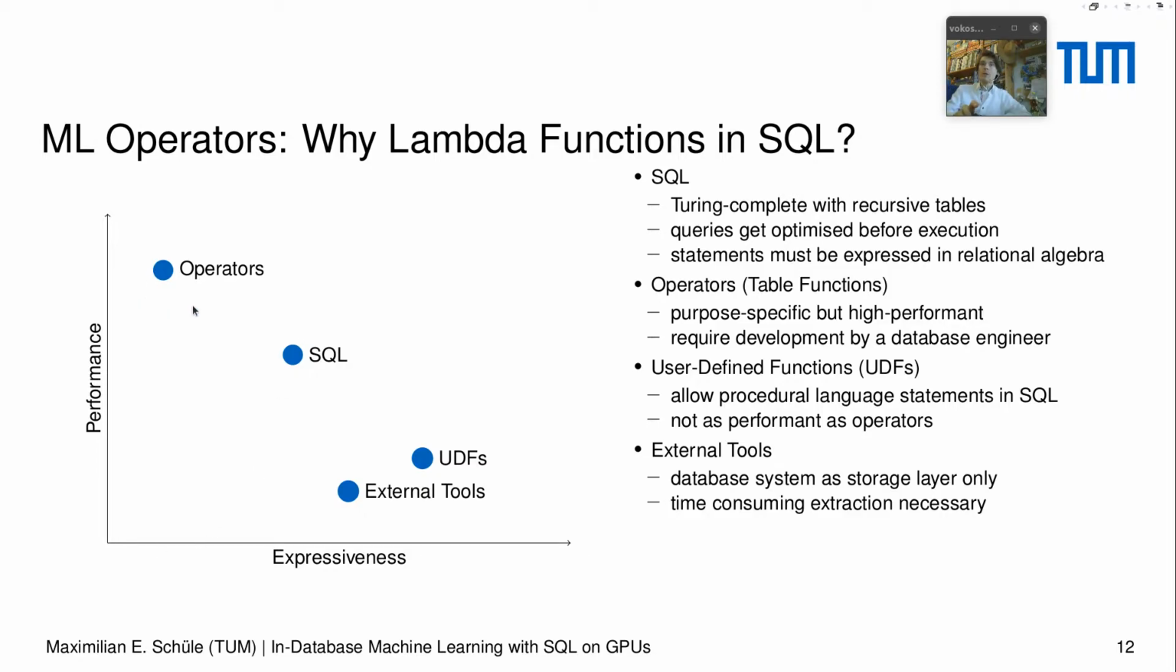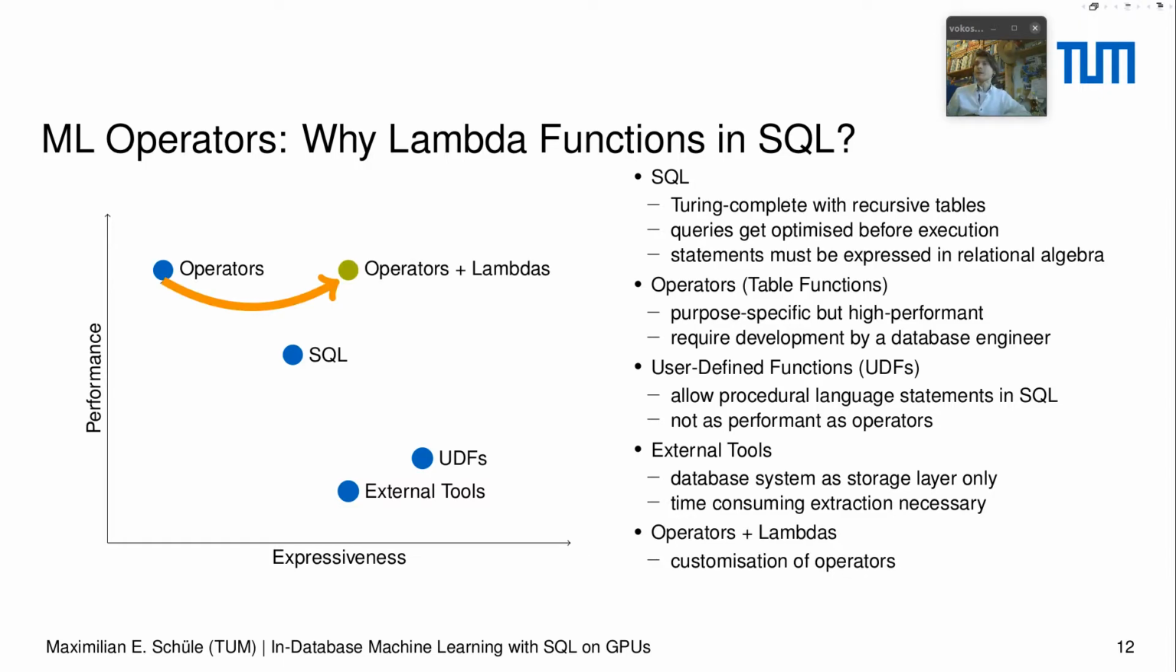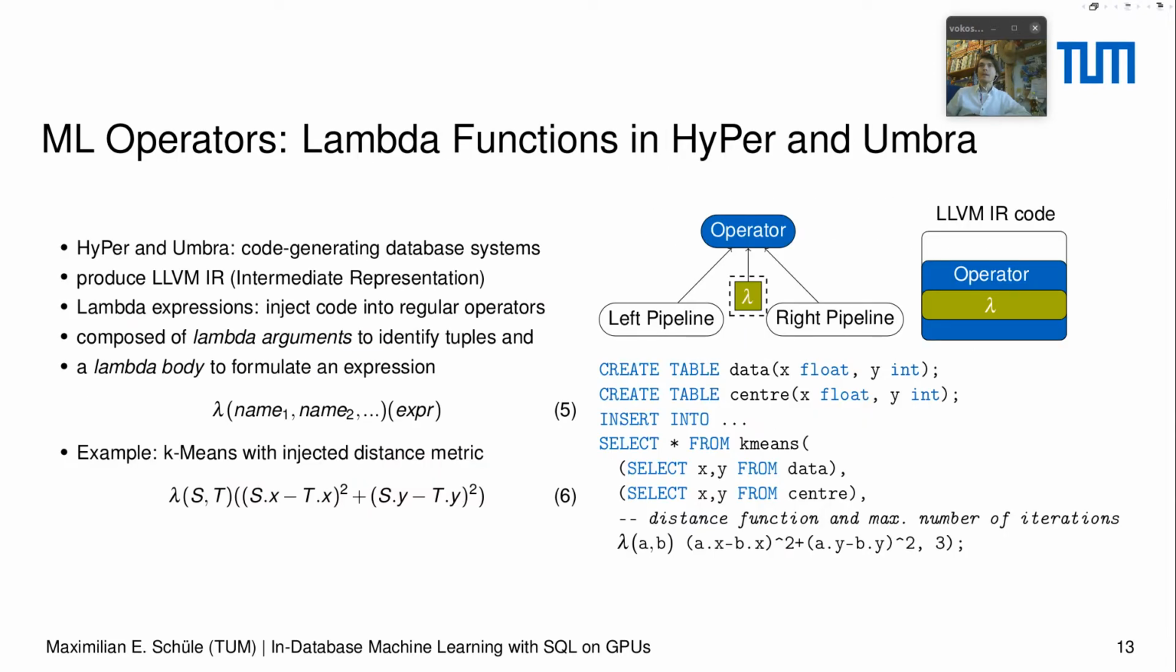We have dedicated operators, we have SQL, we have user-defined functions, and we have external tools. Within our database system, operators are quite performant. SQL offers us a good performance, and it's better than UDFs or even external tools, but UDFs and external tools are quite more expressive. So the solution is lambda functions to customize hard-coded operators for user-defined purposes. Lambda functions in Umbra and Hyper are provided for example in k-means or PageRank.